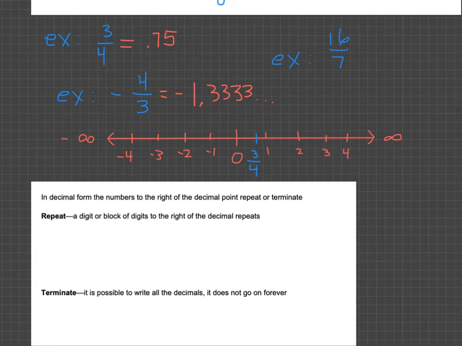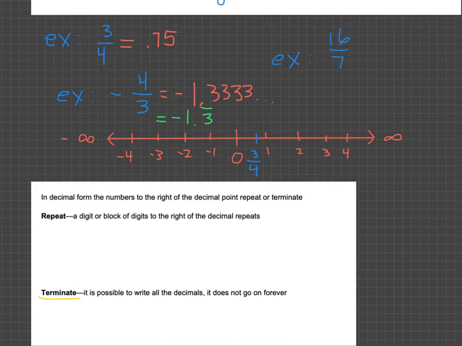So if we go down here, definition of terminate: it is possible to write down all the decimals. It does not go on forever. But the -4/3, those threes, we're not going to be able to write down all those threes. They're going to keep being one three after another, and we would just keep writing threes forever. So fortunately, there's a way to write that that's a little cleaner, and we put a little horizontal line over the thing that repeats. So that's telling us that that's -1 point repeating 3.